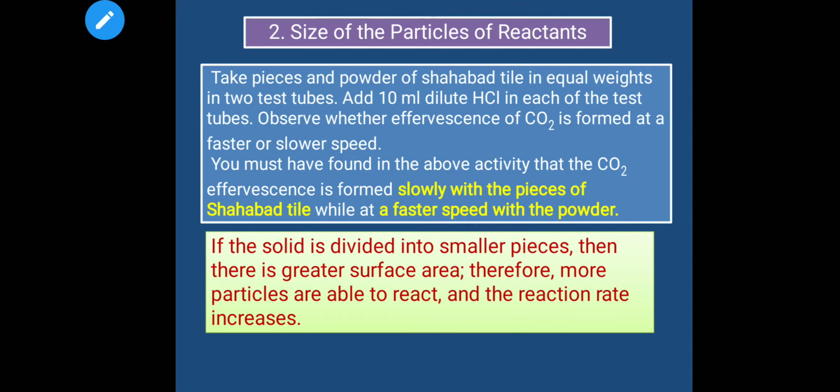Why is this? Because if the solid is divided into smaller pieces, then there is a greater surface area. Therefore, more particles are able to react and the reaction rate increases. So, the smaller the size of the reactant particle, higher the rate of the reaction. So, size of the particle of the reactant influences the rate of the reaction.